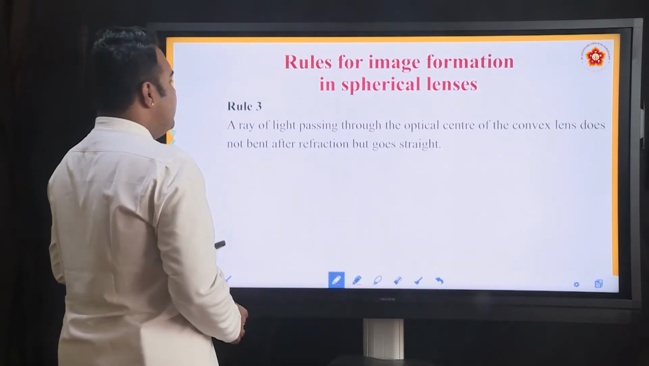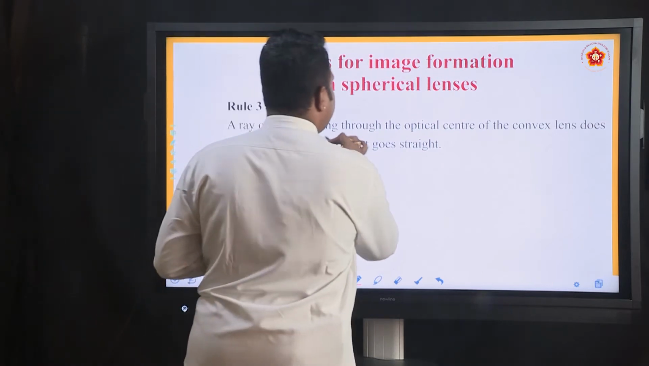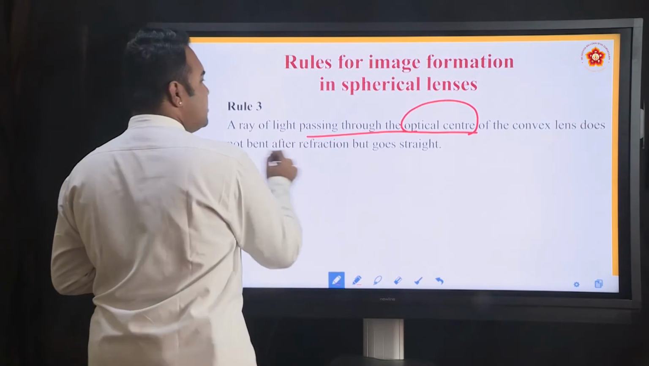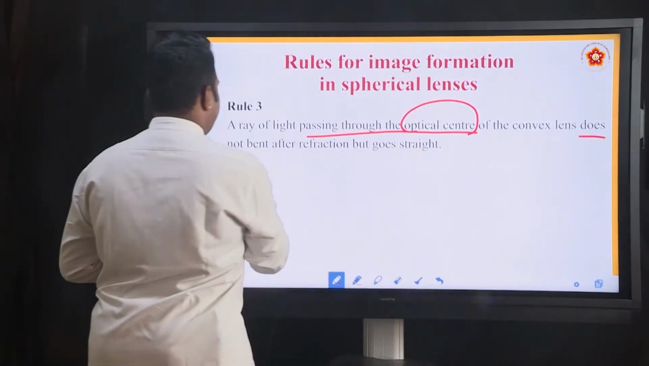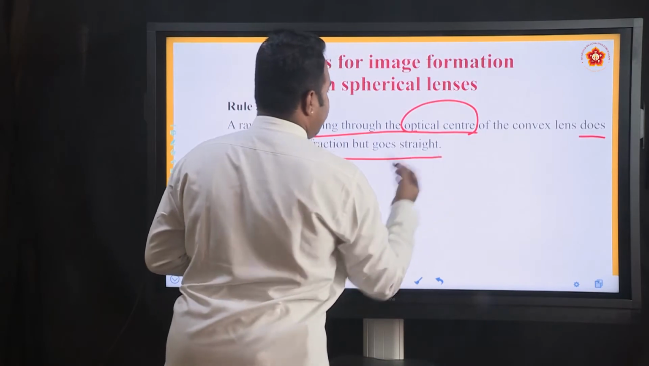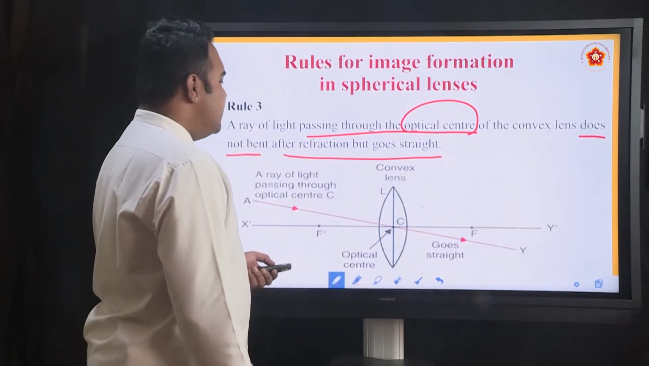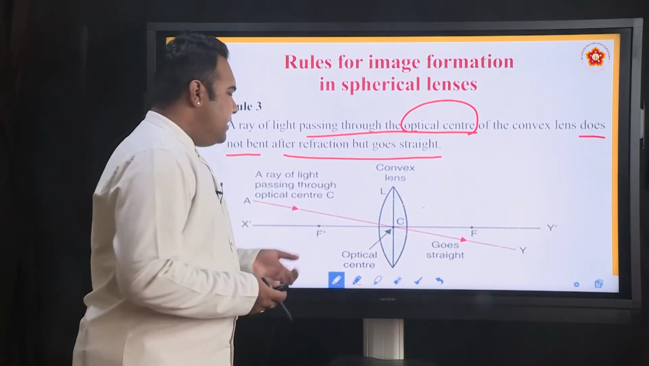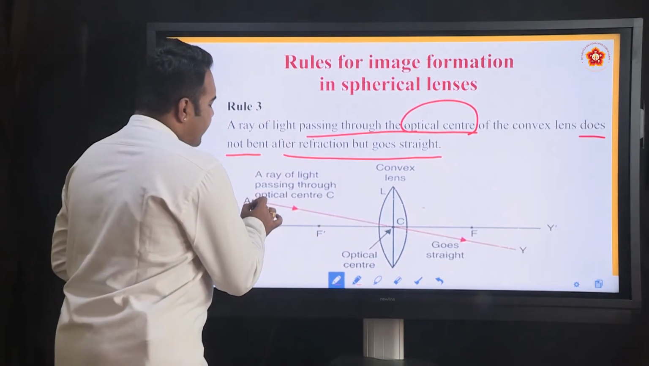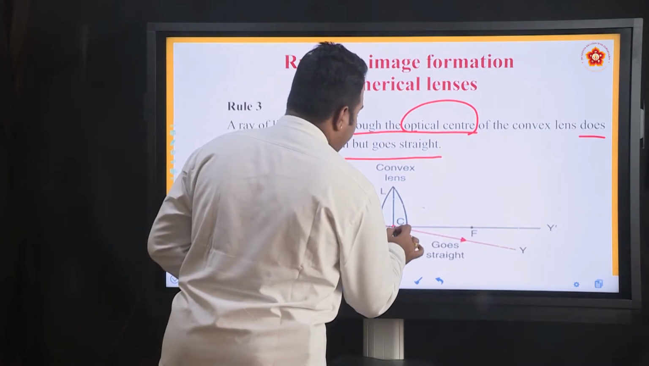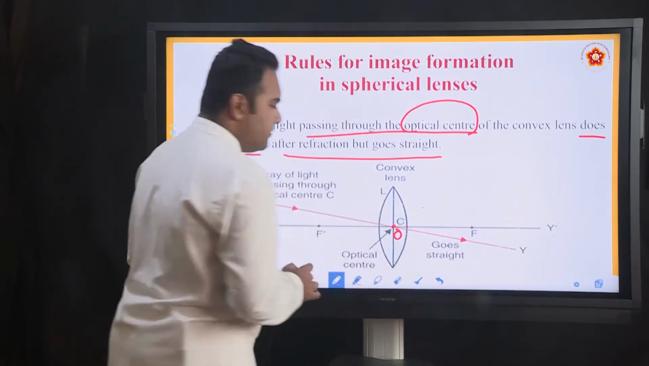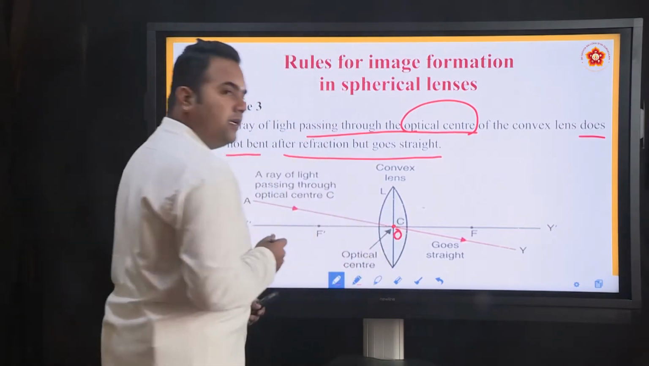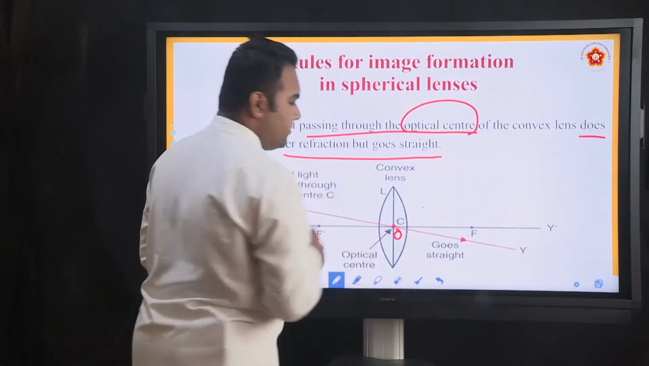The third rule: any ray of light passing through the optical center of the convex lens does not bend after the refraction but goes straight. This is like a ray of light which is incident on or passing through the center of curvature of a mirror, it goes undeviated. Same way, any ray of light that is incident on the lens along the direction of the optic center does not deviate, which means it does not undergo refraction.